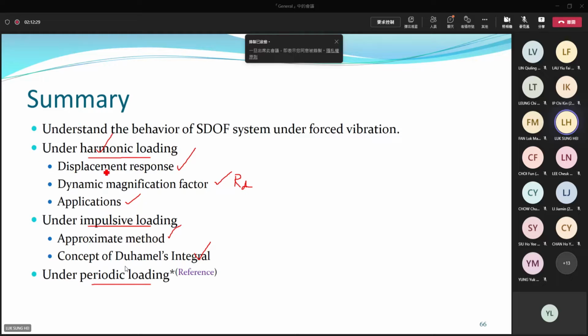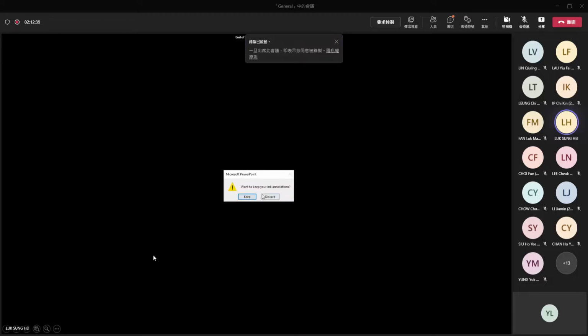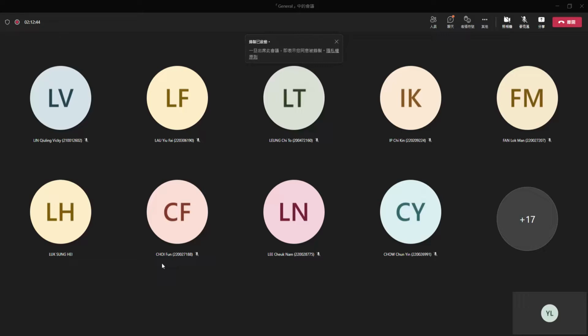These are all we cover in this lengthy chapter, chapter 6, force derivations. End of chapter 6. Okay, we finally finished this long chapter.